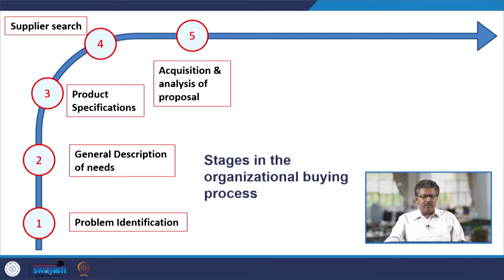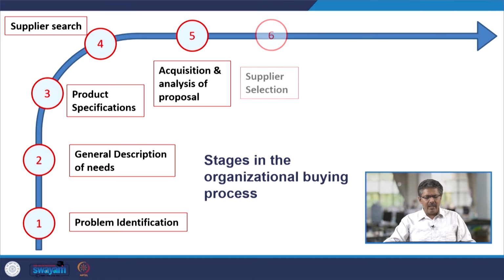The fifth step is, once you have done the supplier search, you go for acquisition and analysis of the proposal, because what you do is you go for a request for proposal, RFP we say, request for quotation or request for proposal, where the suppliers will be offering us different proposals of their own, right. And once we acquire the proposals from the suppliers, then the next step is we, after making certain calculations, will finally select one particular vendor or supplier.